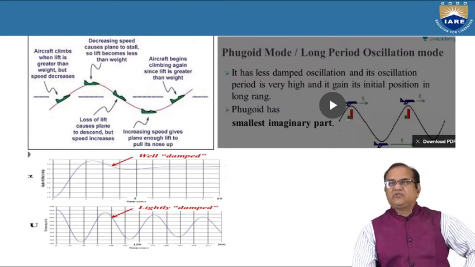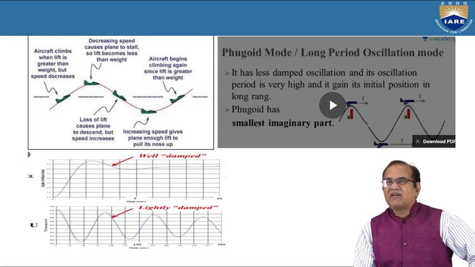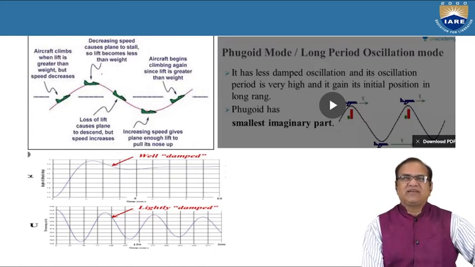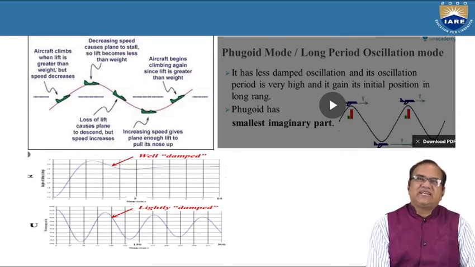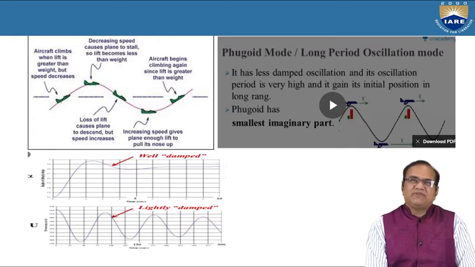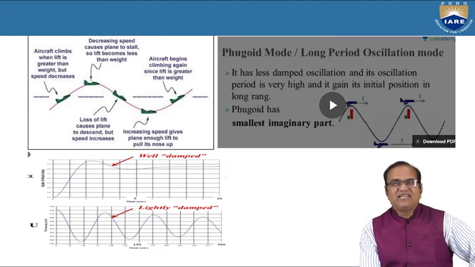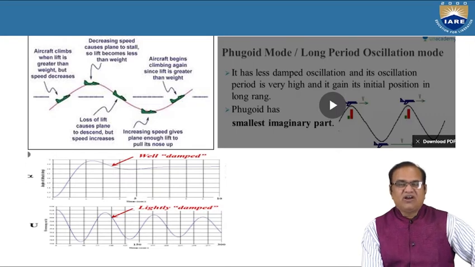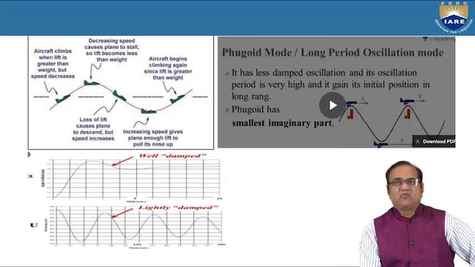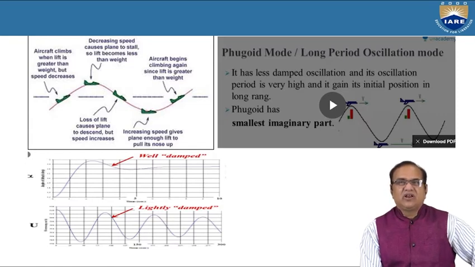Here you can see it going upward, coming down, again going, again coming. Aircraft climbs when lift is greater than weight. It is shown step by step here. As it reaches here, if the lift is higher than the weight, it will go up. Decreasing speed causes the plane to stall, so lift becomes less. Due to this high lift it goes up, but the angle of attack increases and the aircraft stalls. Due to stalling, it will come down again.